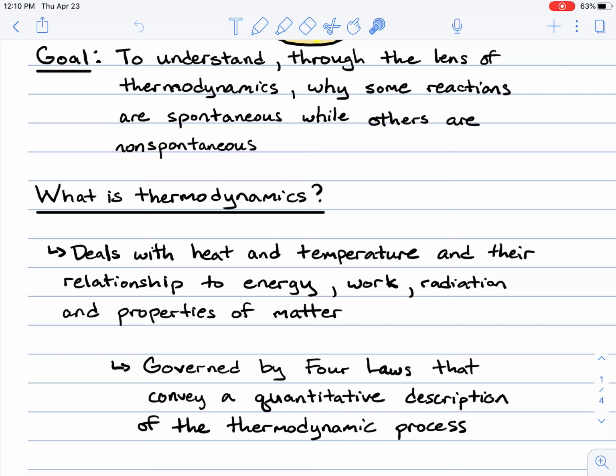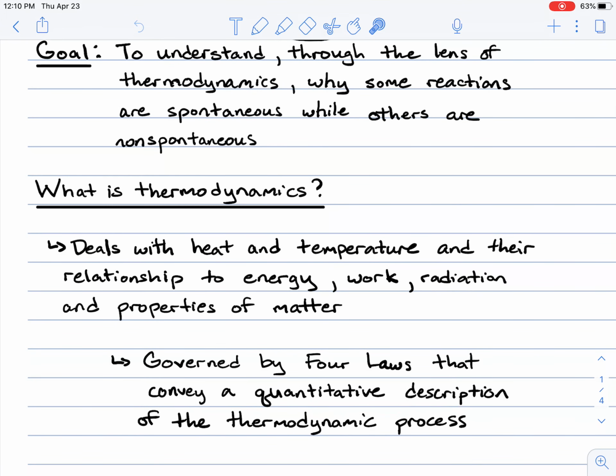So overall, thermodynamics is governed by 4 laws, and it goes from 0 to 3. So 0, 1, 2, and 3. And each of these 4 laws, which we'll discuss as this series of lectures progresses, gives us an insight into the thermodynamic process. It gives us the quantitative assumptions that we need to understand the thermodynamic process of a chemical reaction.